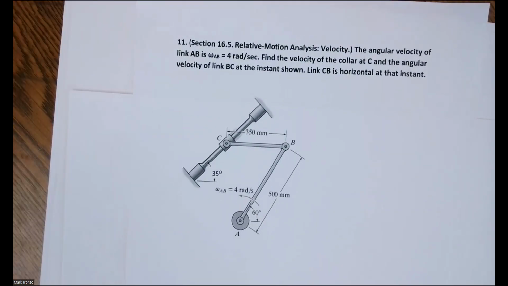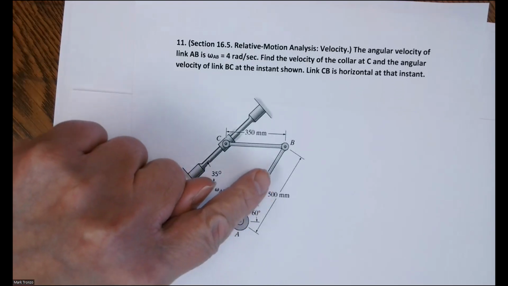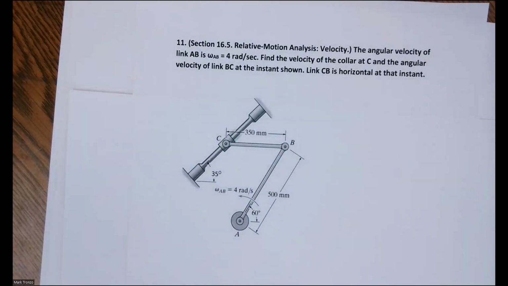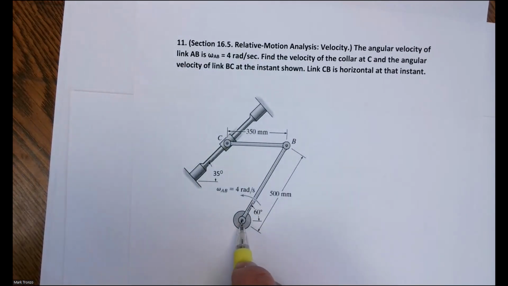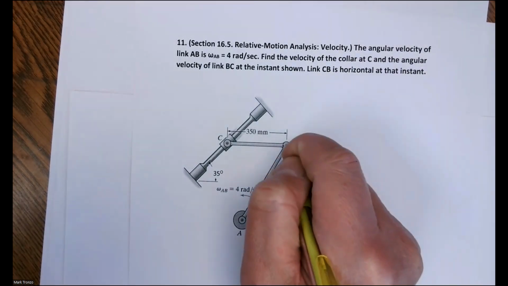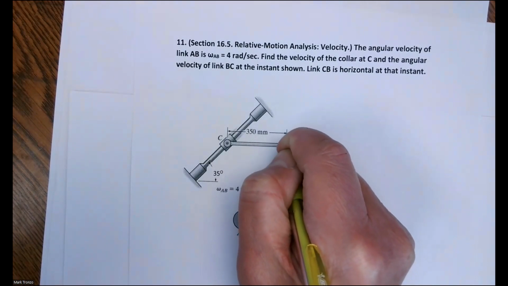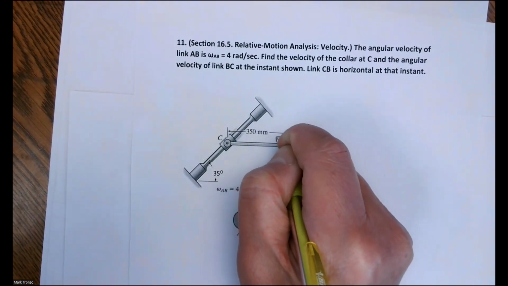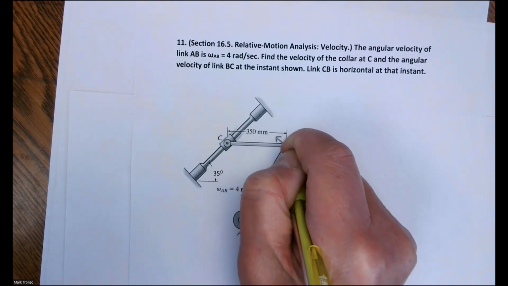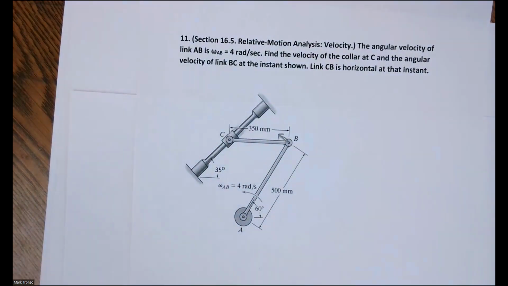So as usual, we'll start with what we know. We know some information about AB, so we'll work with that. And as usual, notice AB is moving around this fixed center. So if the center's fixed, as we said many times before, that means that the velocity will be in a direction perpendicular to the link, something like this.